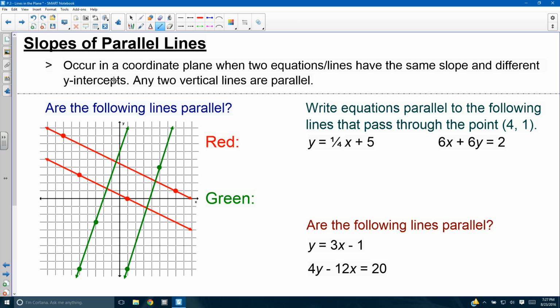Let's start talking about parallel and perpendicular lines. Parallel lines occur in a coordinate plane when two equations or lines have the same slope and different y-intercepts. Keep in mind, if they had the same slope and same y-intercept, they'd be the same line. So they'd intersect at every single place with each other. So they wouldn't be parallel because parallel lines can't intersect.